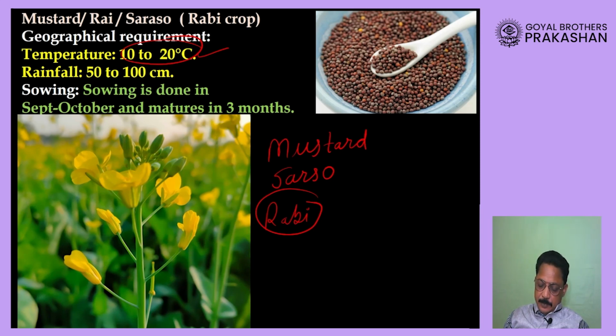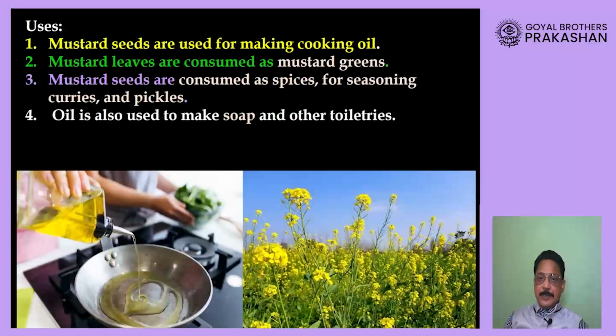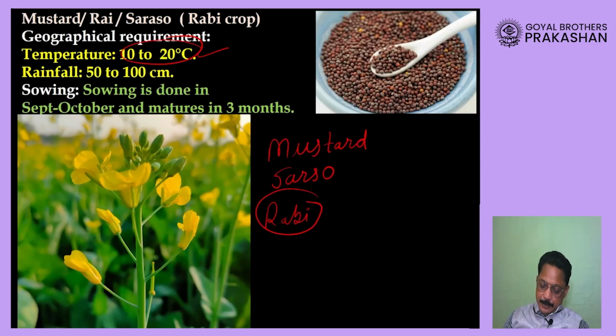Now, what are the uses of this mustard? First use, mustard oil is edible oil, so we cook food in it. Second thing, the leaves of this plant. Look at these leaves, dear students. These leaves are consumed as food. We can directly use them as foodstuff. The leaves of this plant are consumed as food, which means we can cook them as a vegetable.